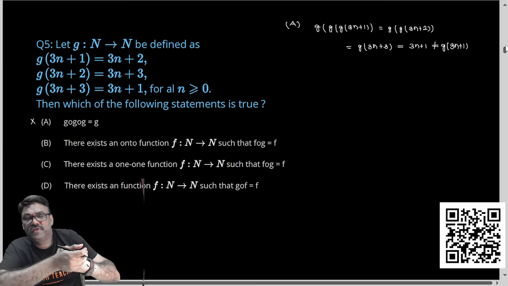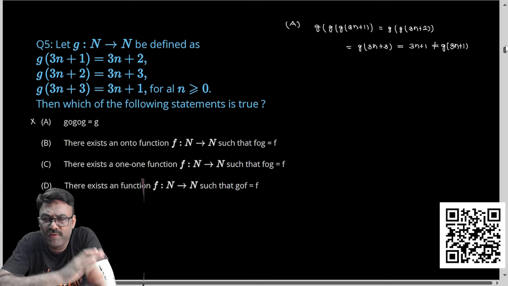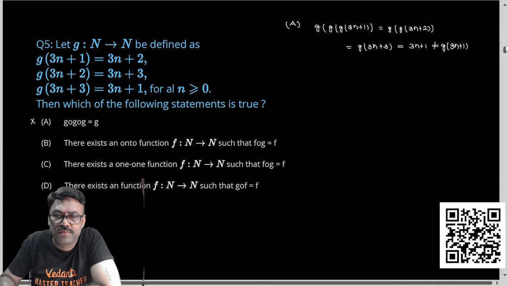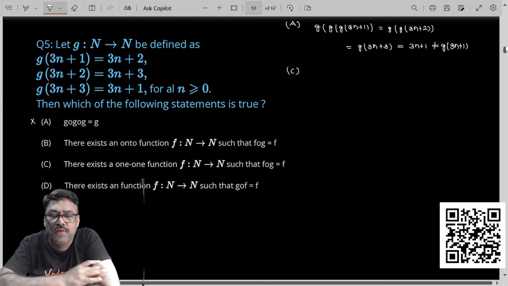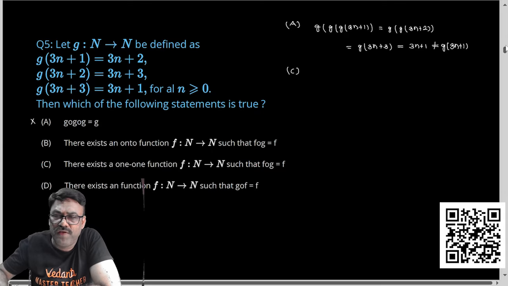Now option B says there exists an onto function f from N to N such that f of g is equal to f. I will check this option later. Let's check option C first. There exists a one-one function f from N to N such that f of g is equal to f.